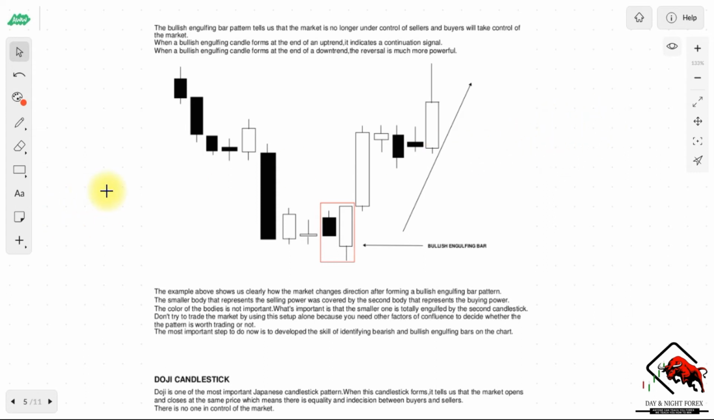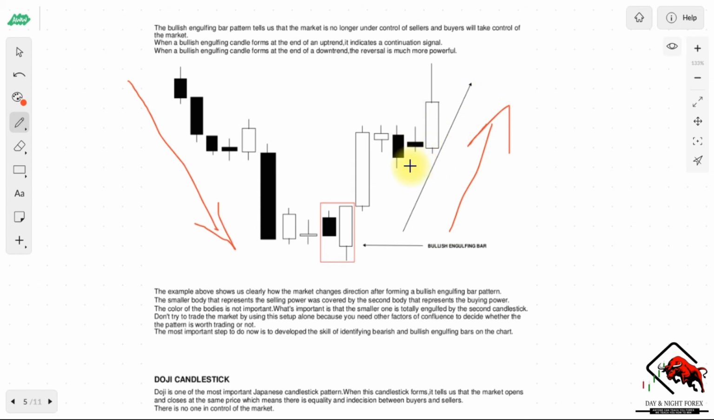So when the bullish engulfing candle forms at the end of a downtrend, as you can see right here, in our downtrend we are starting a new uptrend. How was this confirmed? We can see right here, we have our bullish engulfing candle. We had this small candle being fully engulfed by this bullish candle, and that was a confirmed uptrend. And as you can see, the market actually started really going up.